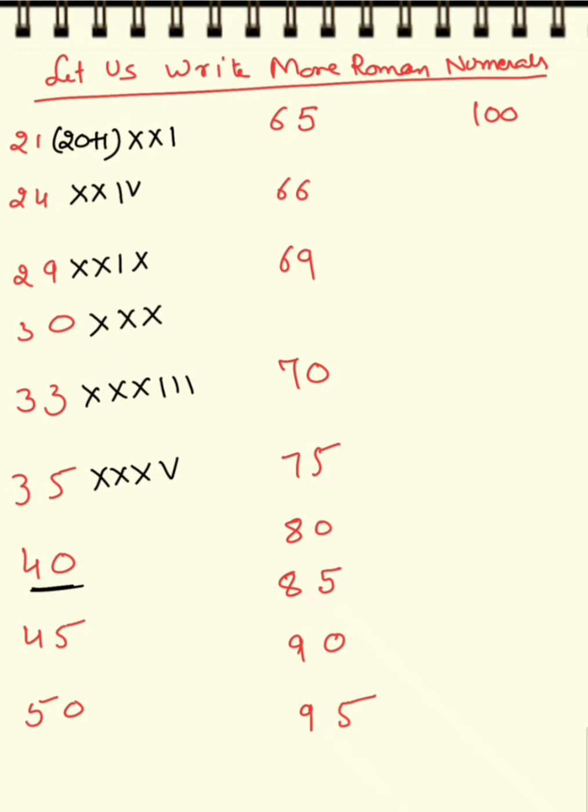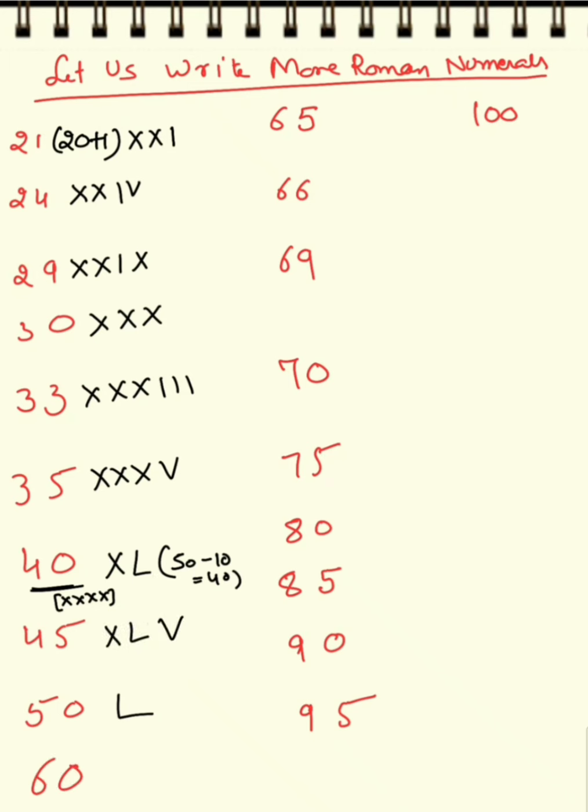40. Before writing 40, I will write this 50. 50, how we write 50? For 50 we have this, L. Okay. 40 we will write like L minus X. We have to subtract X from L because we cannot write 4 times X according to rule 2. So this is 40, means 50 minus 10, which is equal to 40. Okay. So 45 will be, we know 40 is XL and 5 is V.